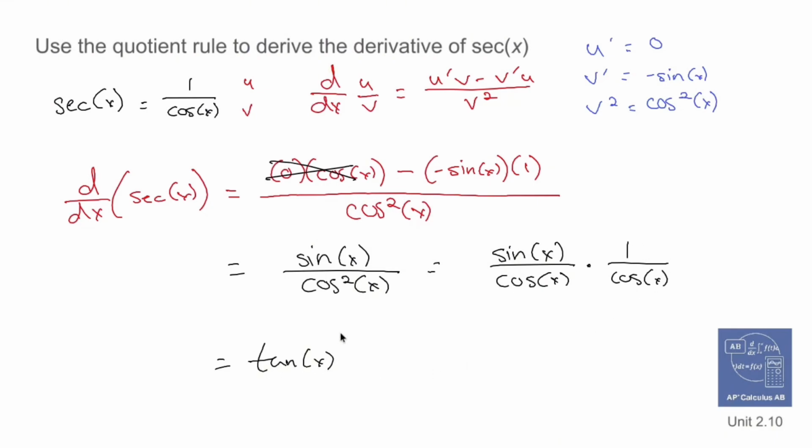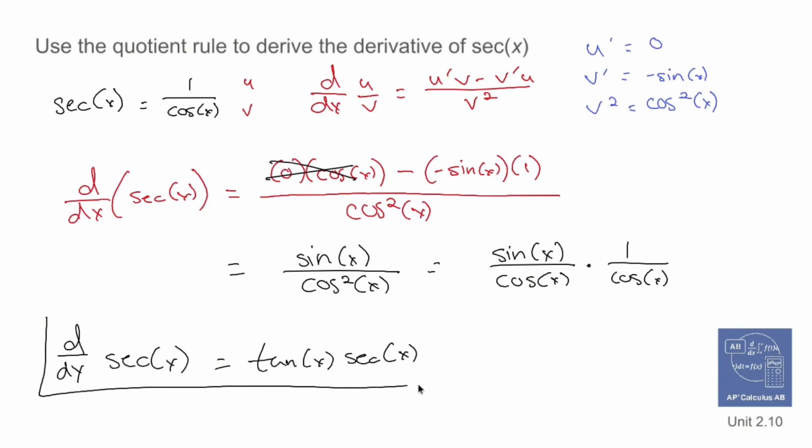And I know that 1 over cos is secant. And so when all is said and done, I have my answer. The derivative of secant x is tangent x secant x. Or some teachers might say secant x tangent x. It's the same exact thing. But when all is said and done, that's what I get. And we figured that out using the quotient rule.